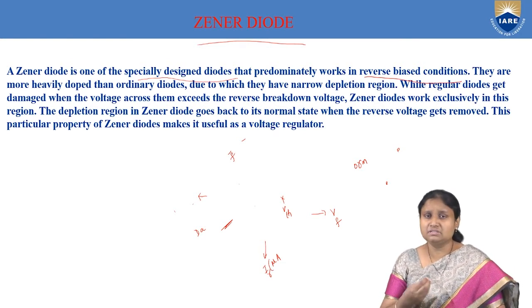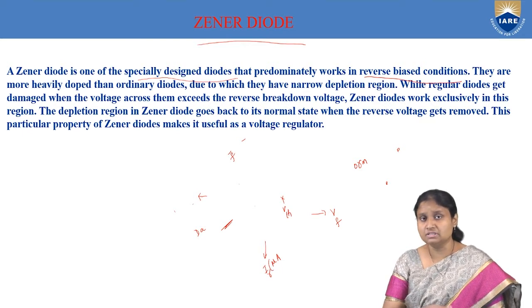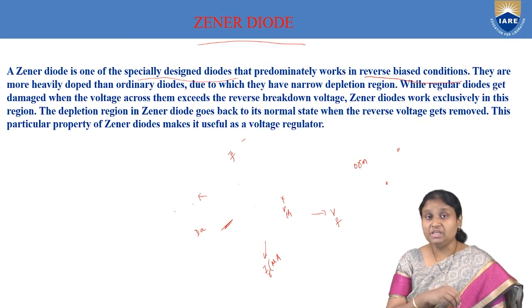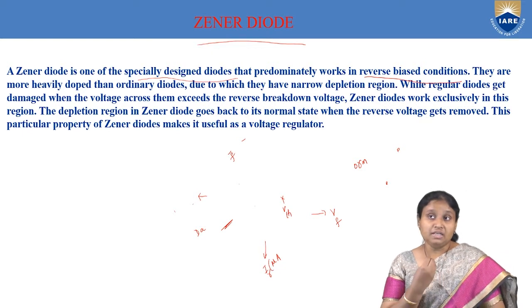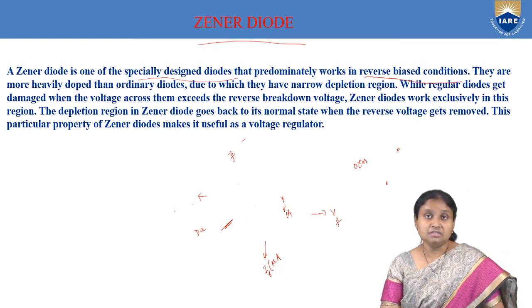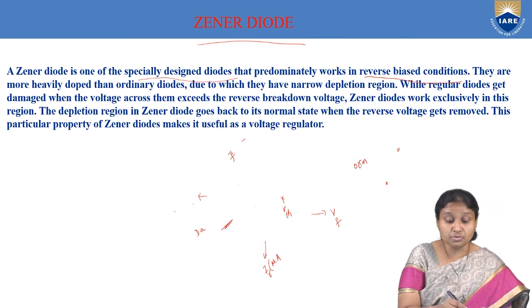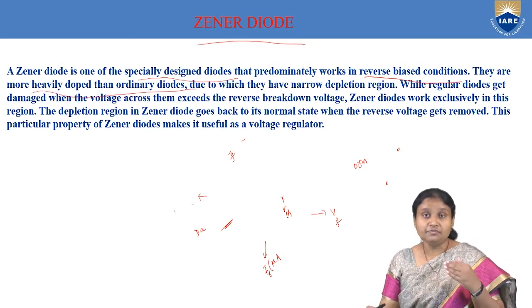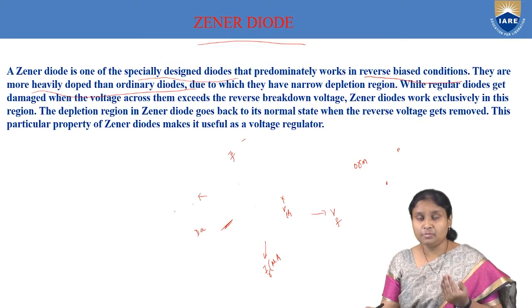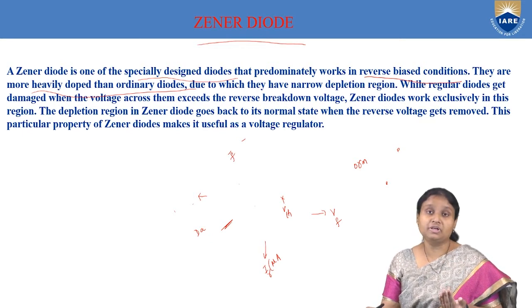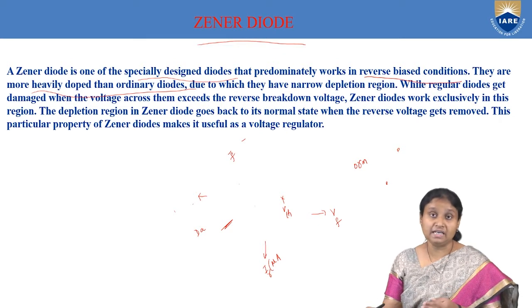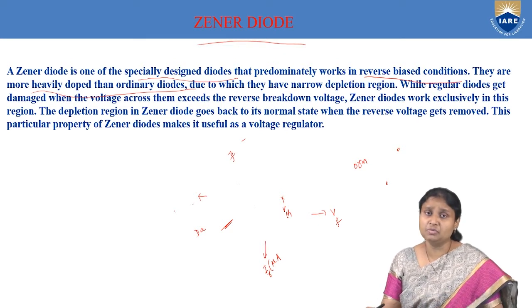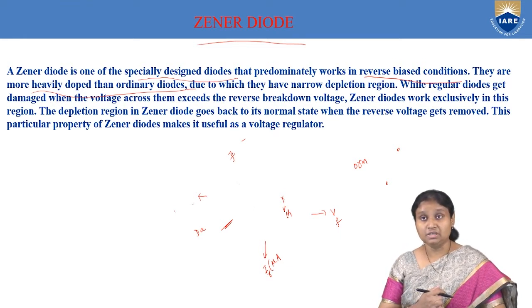So we have just a small number of impurities being added to intrinsic semiconductor in order to make them p-type and n-type. But when we are taking p-type and n-type semiconductors in a Zener diode, we are going to heavily dope them compared to ordinary diodes. What do you mean by heavily doped? If I take p-type, in that p-type I'm going to add a very large amount of trivalent impurities, and in n-type we are going to add a very large amount of pentavalent impurities. So a very large amount of doping is done compared to ordinary diodes.